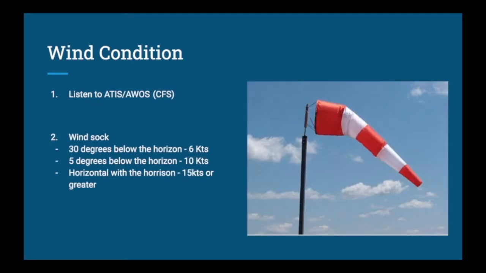The wind condition, best option is just to look at the windsock and know, okay, 30 degrees below the horizon is 6 knots, 5 degrees below the horizon is 10 knots, horizontal is 15 knots or greater. Each of the colors is approximately 3 knots there, so you can look at that and see how many stripes are horizontal, and they each represent approximately 3 knots.